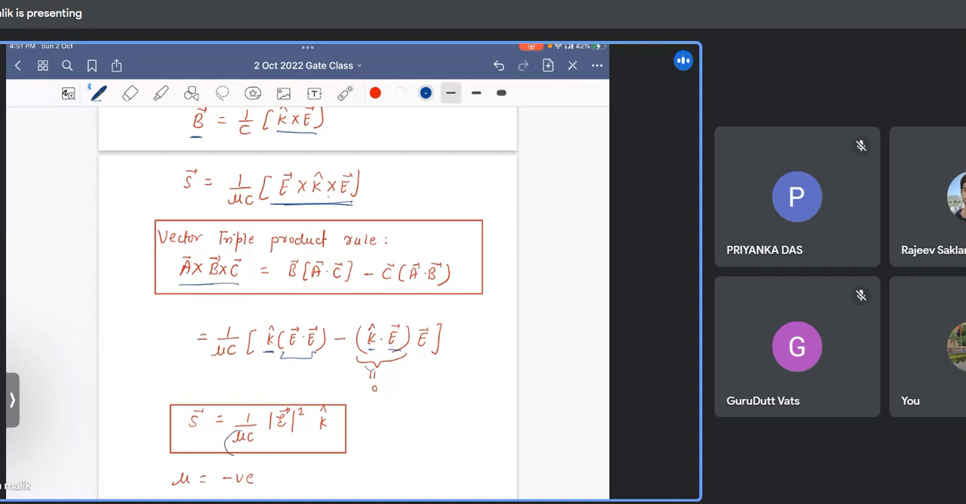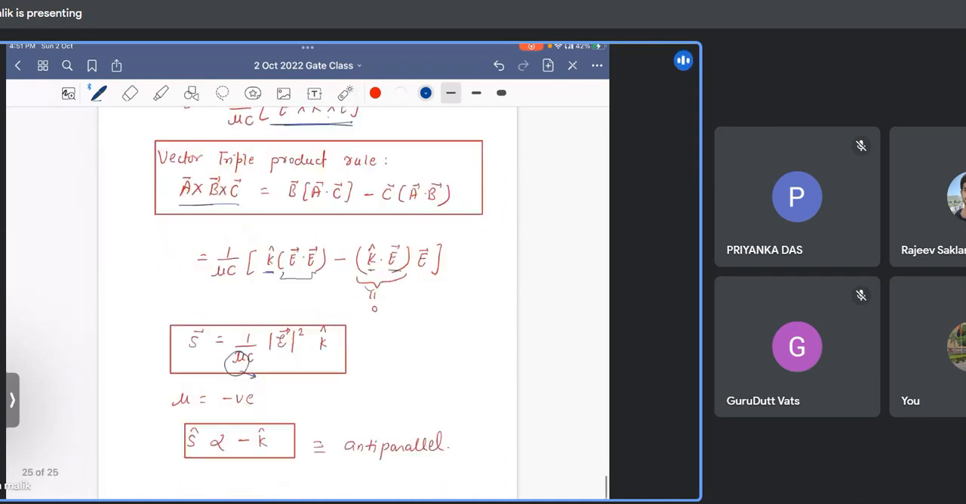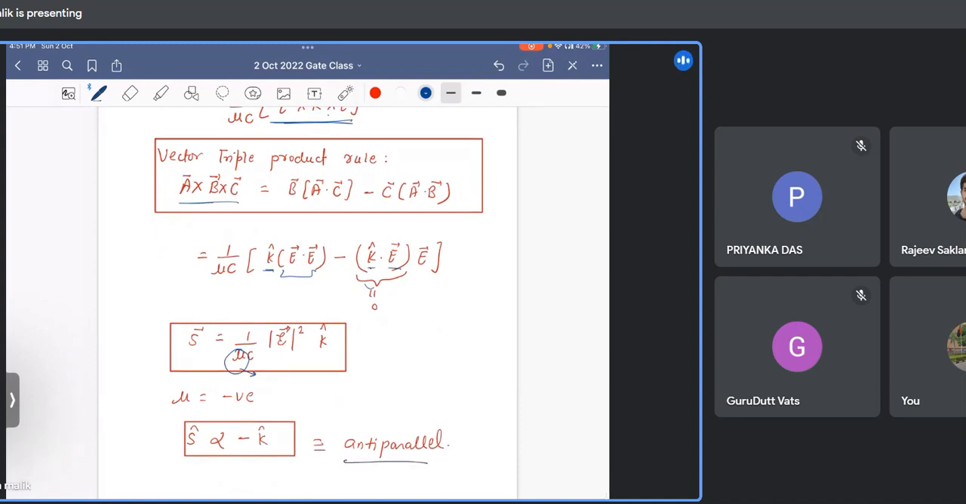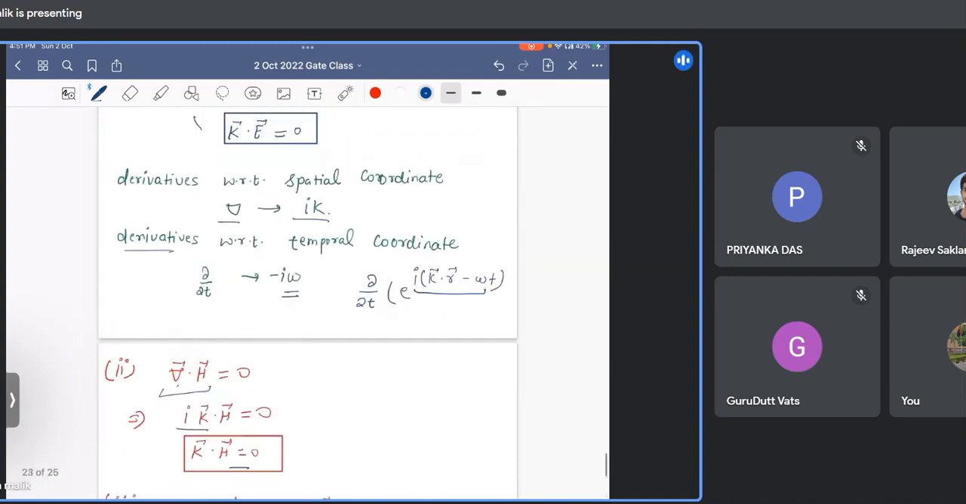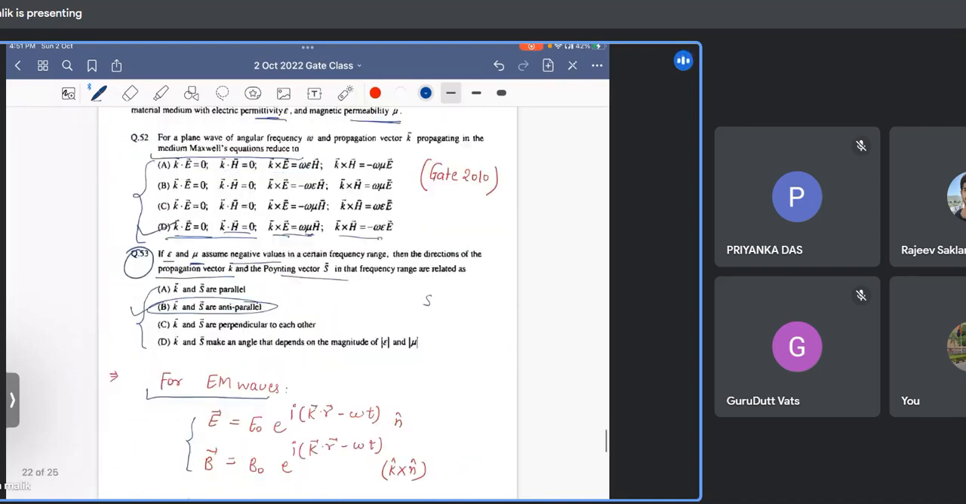Now if I change the sign of mu, my S vector will become negative of this k cap. So they will become anti-parallel. If we change the sign of epsilon and mu, then k and S will become anti-parallel. So this is the correct option here.